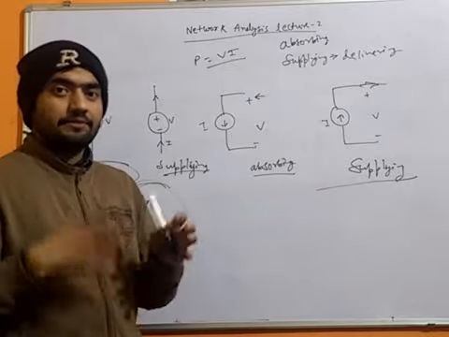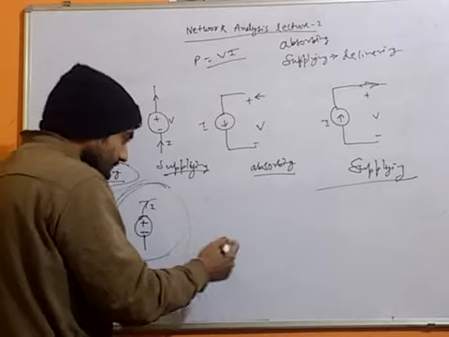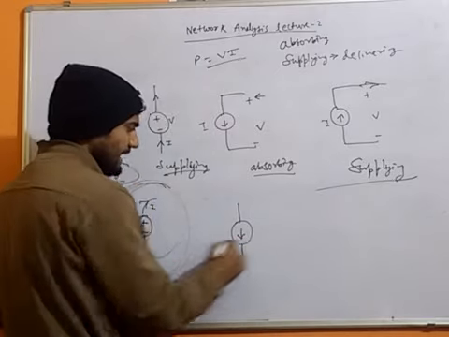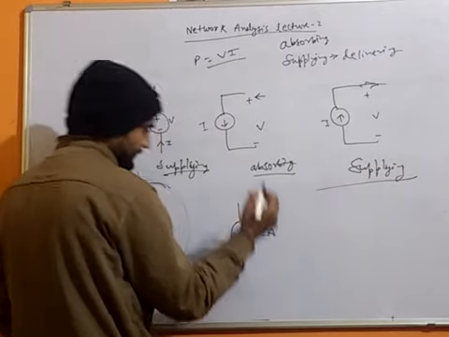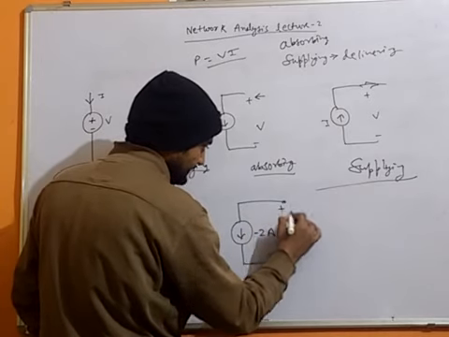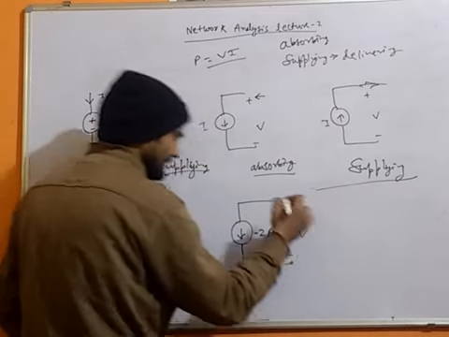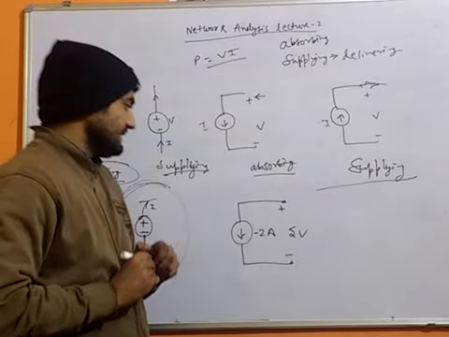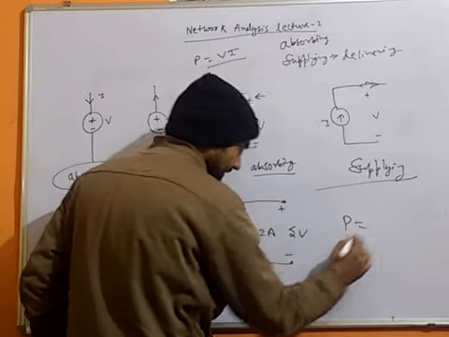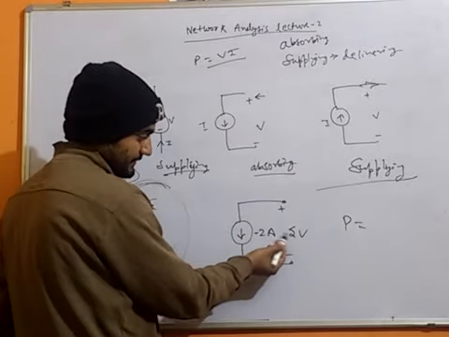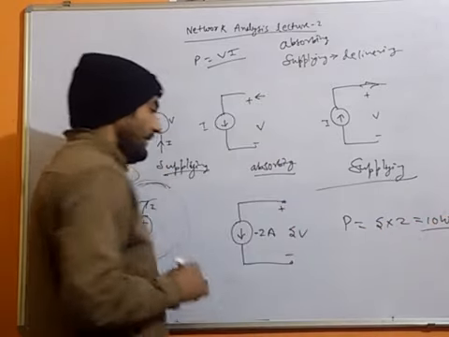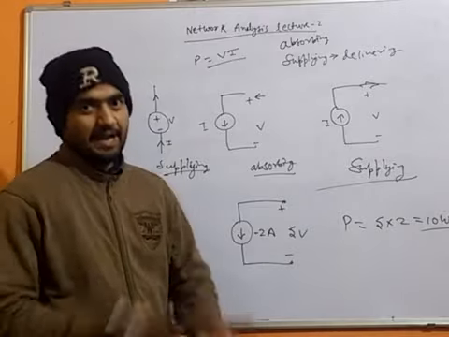Now, where can the confusion point be? The confusion point can be like this. If here we have the current written as minus 2 ampere, and again the voltage source is like this, plus minus 5 volt. I am taking an example. In this case, first of all, if you are asked what the power is, we can directly give it as 5 into 2, which means 10 watt. Now the point is whether it is supplying power or absorbing power.